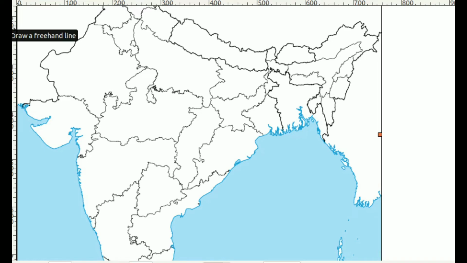Now, let us go to mark the plateaus of peninsular India. First of all, it is the Malwa Plateau. It is in between Rajasthan and Madhya Pradesh. Just draw almost a circle like this on this part and shade it. Between the Aravalli and Vindhya ranges, it is the Malwa Plateau. Shade it, and this is the Malwa Plateau.